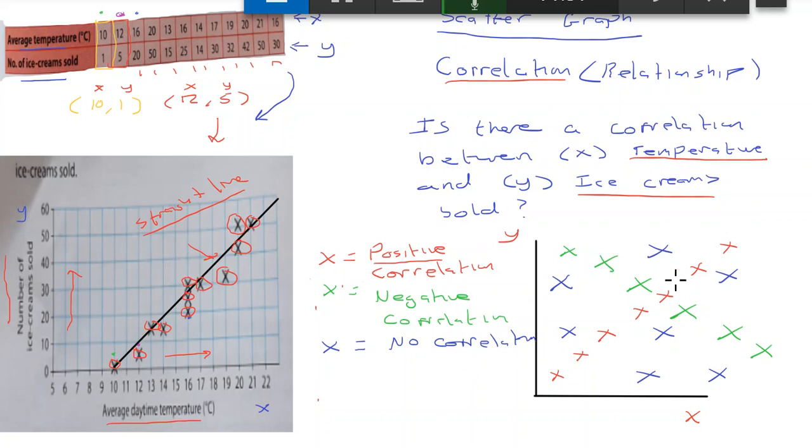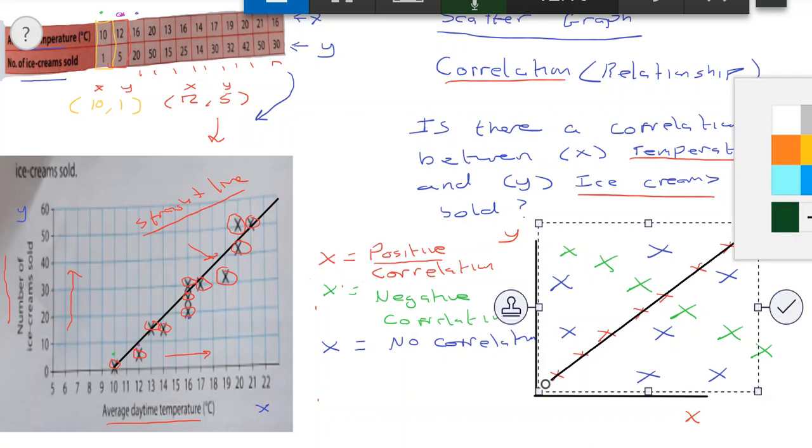Okay, so there's no correlation. So these are the different types. You can have a positive correlation, which is like this, if we're to do the red. Just imagine we have a red line, something like this. So this is a positive correlation.